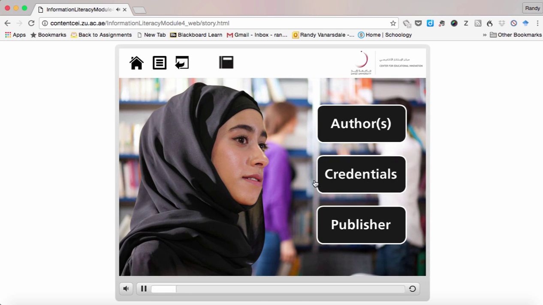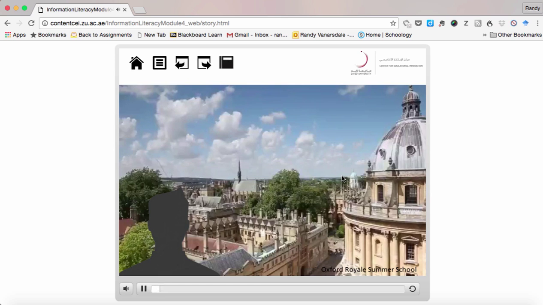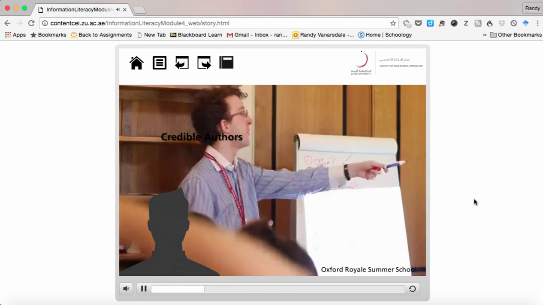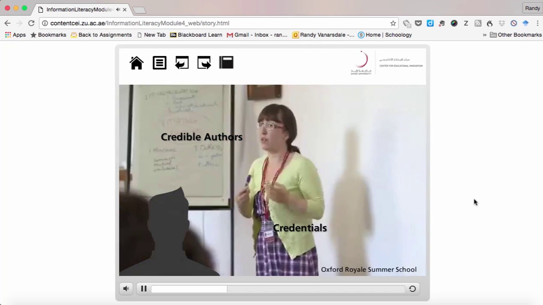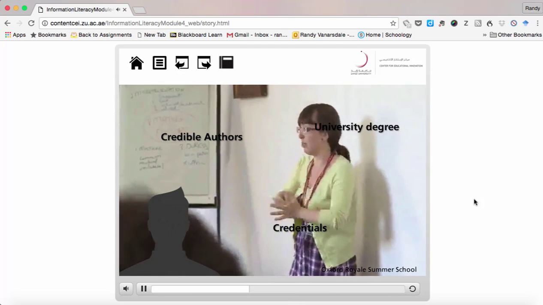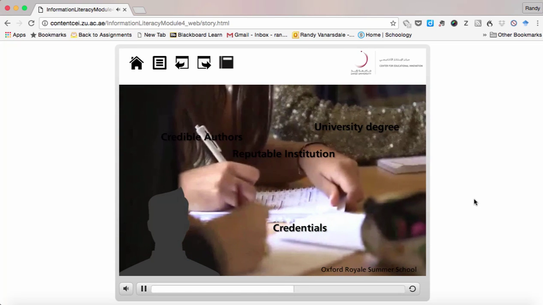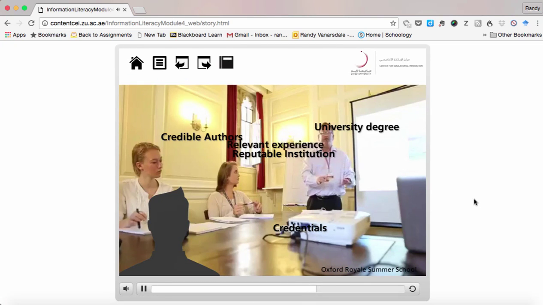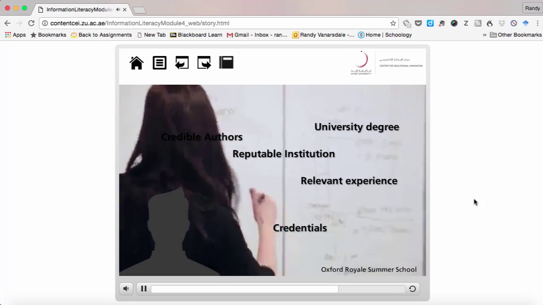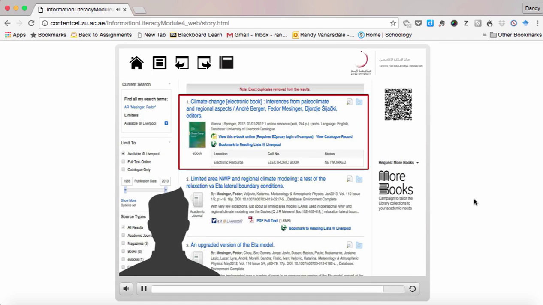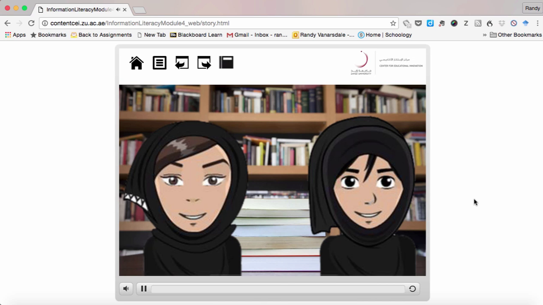Select one of the three choices. You can rely on sources written by credible authors. Good credentials include holding a relevant university degree, being affiliated with a recognized and reputable institution, having relevant experience or other writings on the subject. You can find this information by examining your source or searching the web.